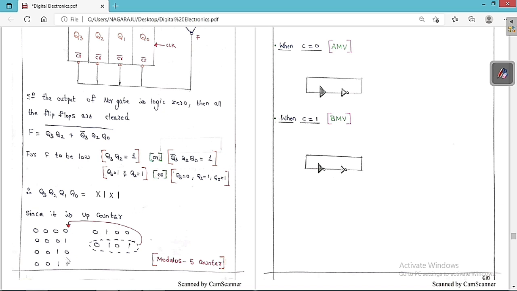So it is an up counter. We have to increase the count for each one, so we have to add 1 to the LSB each and every time. So it is an up counter.